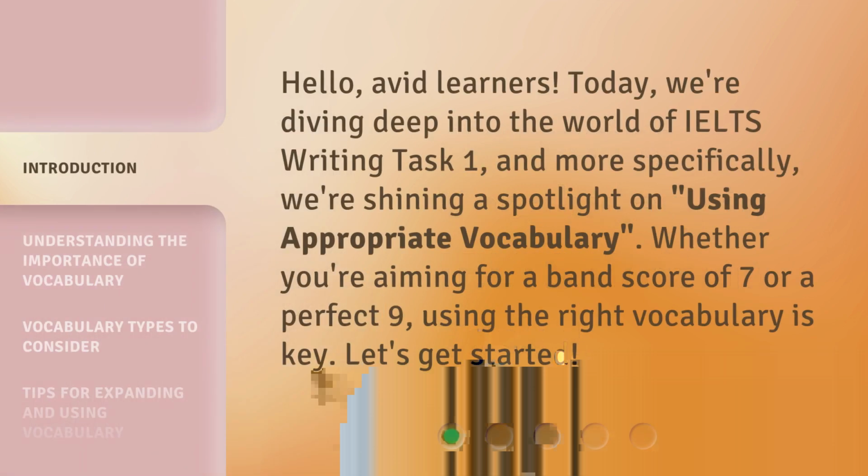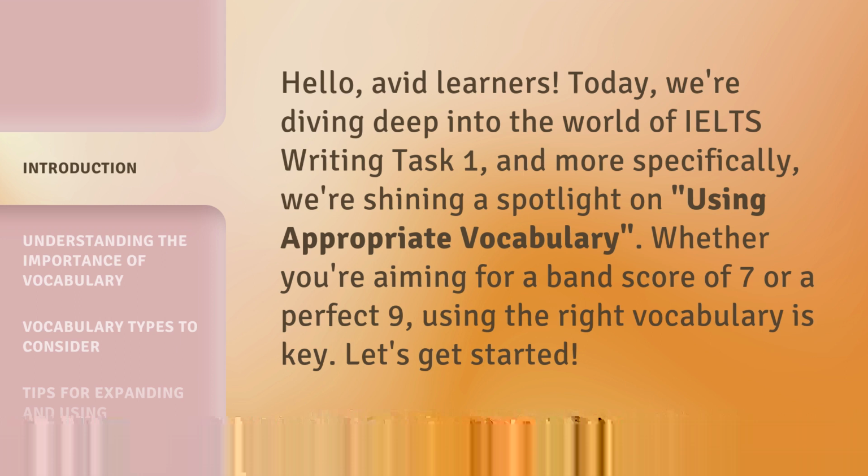Hello, avid learners. Today, we're diving deep into the world of IELTS Writing Task 1, and more specifically, we're shining a spotlight on using appropriate vocabulary. Whether you're aiming for a band score of 7 or a perfect 9, using the right vocabulary is key. Let's get started.